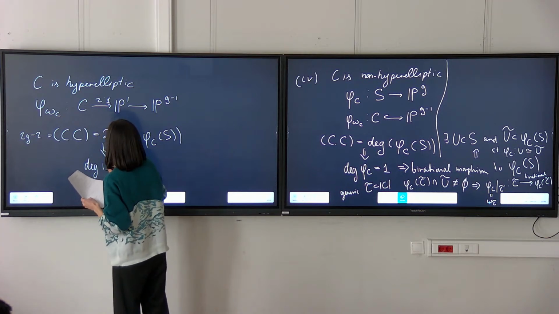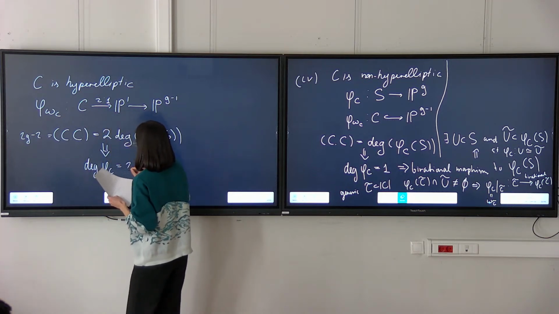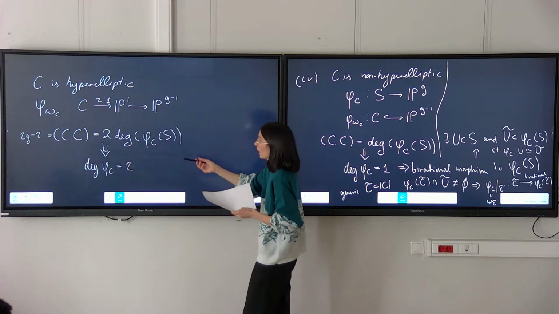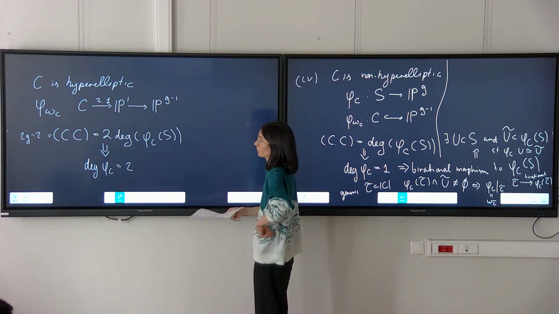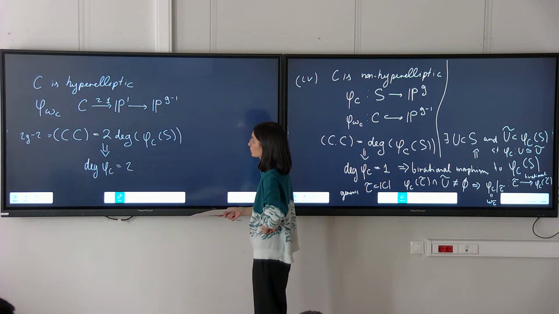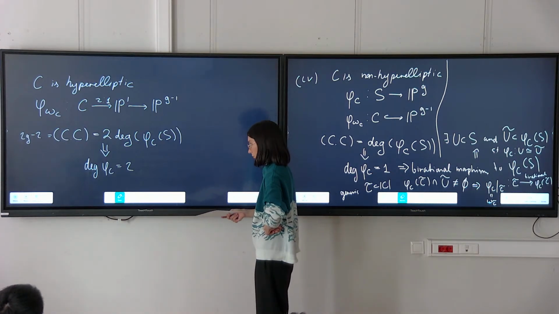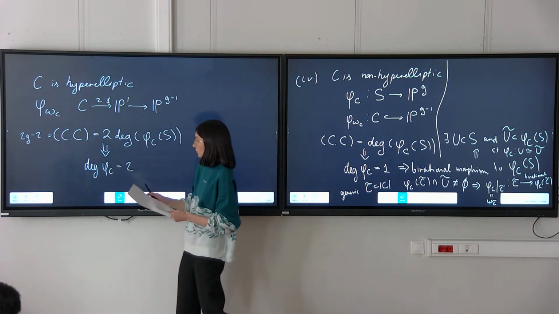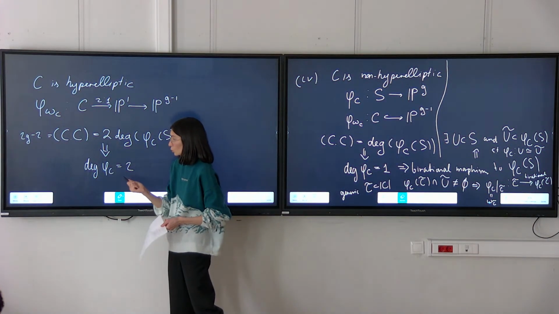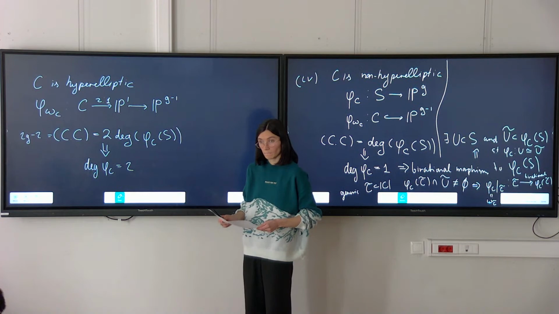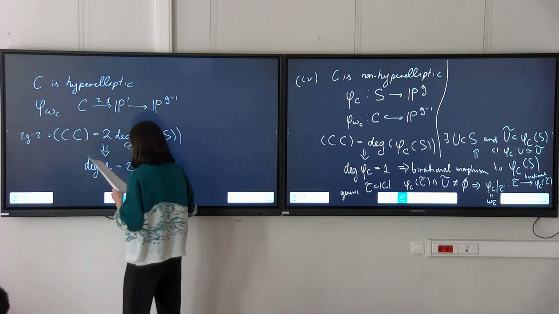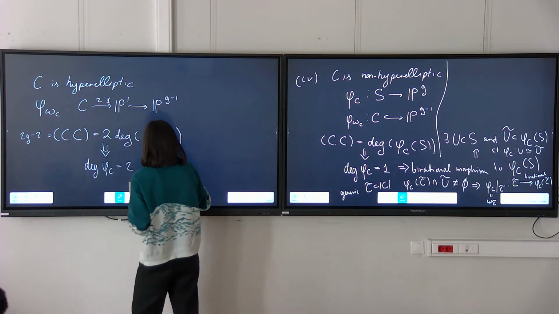and so the degree of C is equal to 2, and using the same arguments we can prove that the generic curve in the corresponding linear system should be hyperelliptic, and the degree is 2, so this is a 2-to-1 morphism. Okay? And what next?